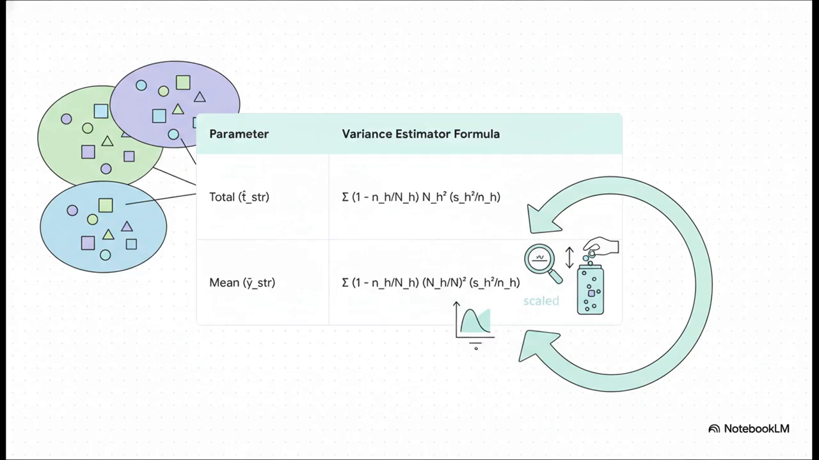And the last bit, s_h squared over n_h, that should look familiar. It's just the basic variance of a sample mean. So we just do that for each stratum and add them up. The formula for the mean's variance right below it is basically the same, but it's scaled by the squared population weights, which properly adjusts it for the mean.